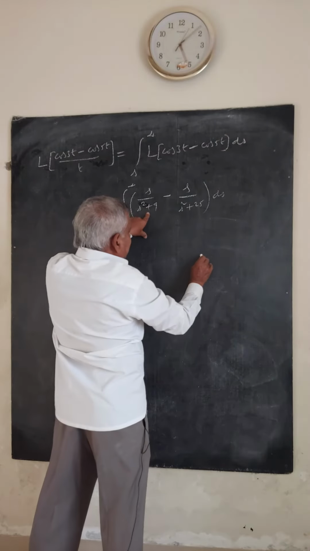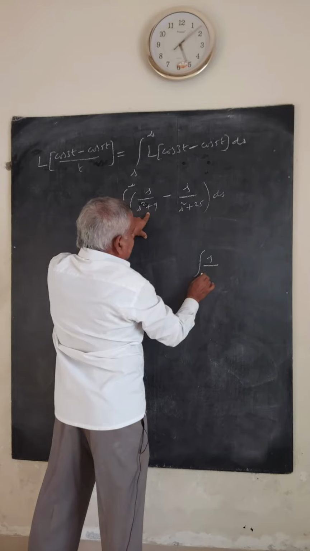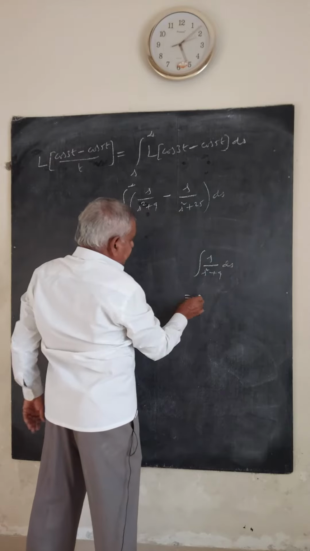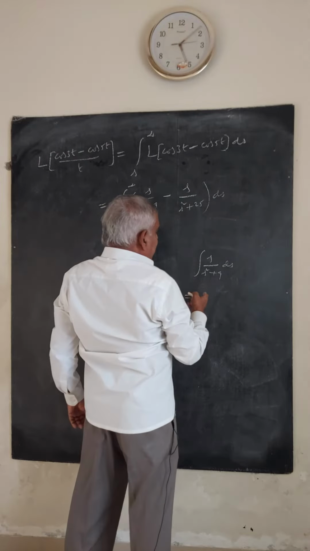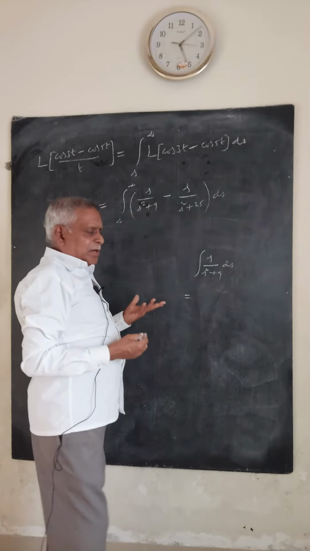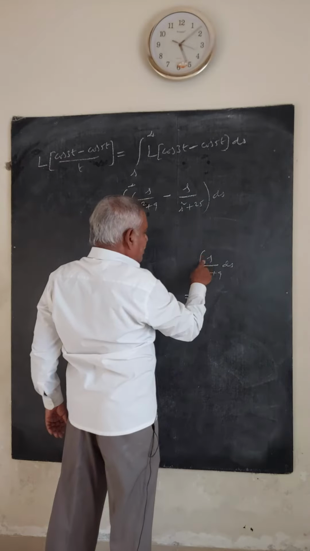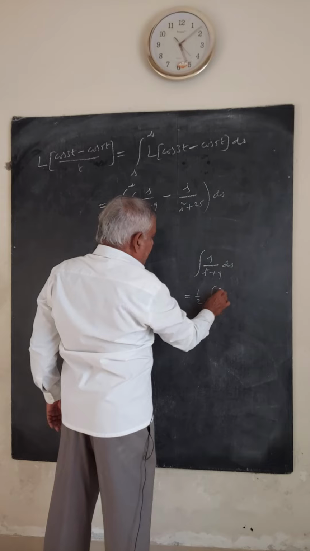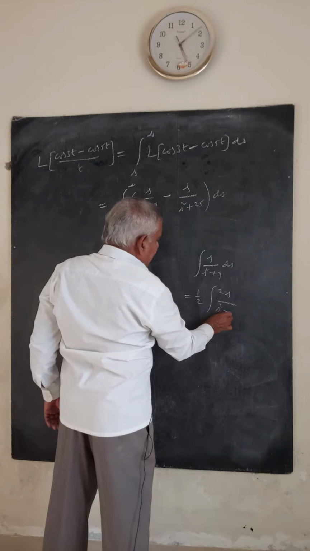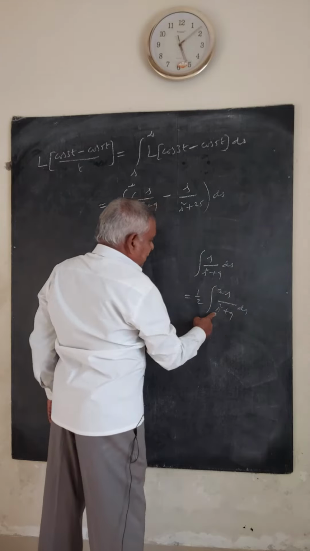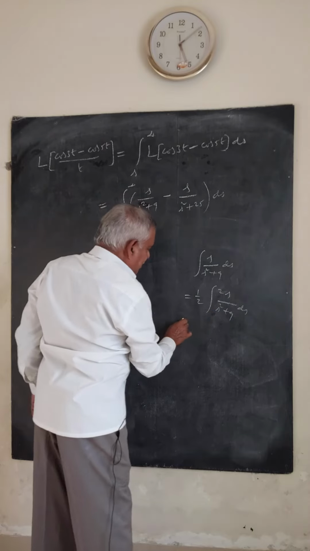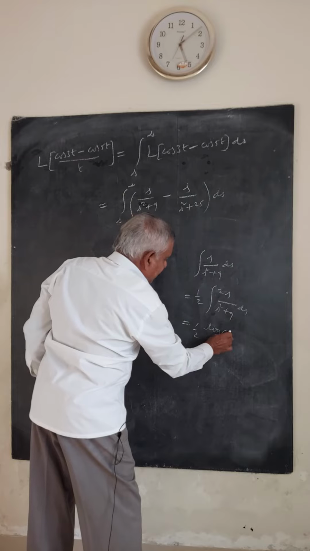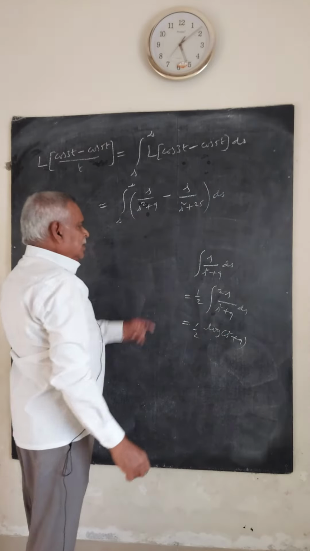Let us integrate first s by s square plus 9 ds. There are two ways to integrate. If the differentiation of the denominator comes in the numerator, let us take log of the denominator. Multiply and divide by 2: 2s by s square plus 9 ds. Differentiation of the denominator is 2s, which comes up. 1 by 2, therefore log of s square plus 9. This is one way.